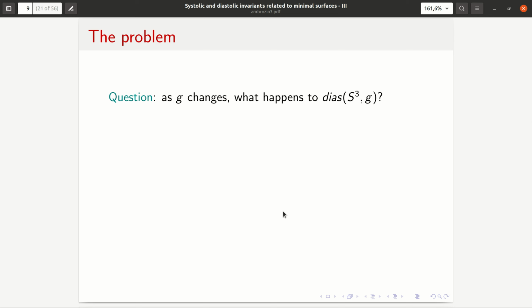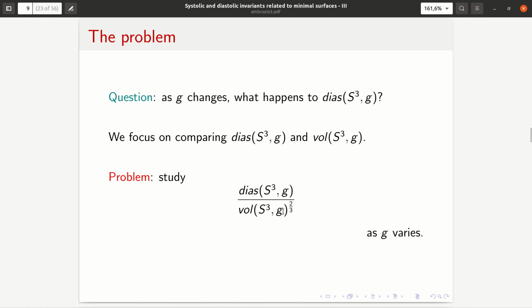Now comes the problem that we have been proposing about our geometric invariants related to minimal surfaces. What happens to the diastole of (S3, G) as the metric G changes? We want to compare it to the volume, and the precise problem we want to study is to understand how the diastole of S3 divided by the volume of S3 to the power 2 over 3, how this quotient varies as the metric G varies.